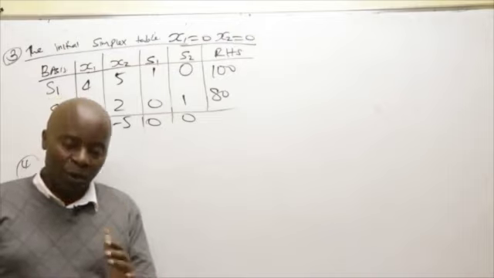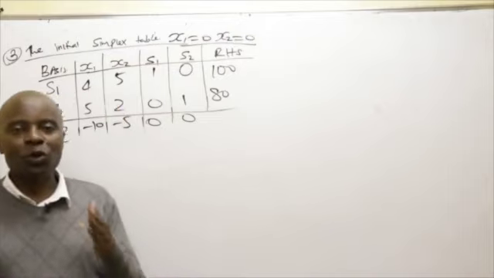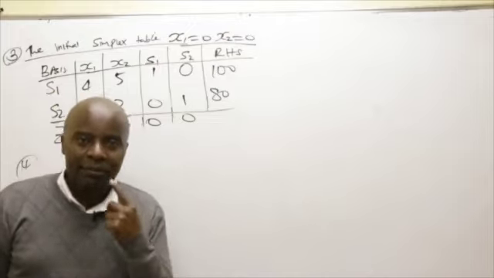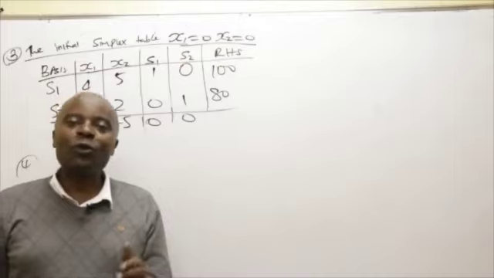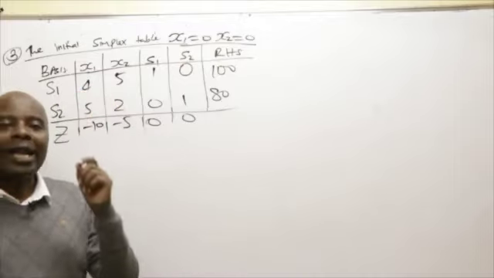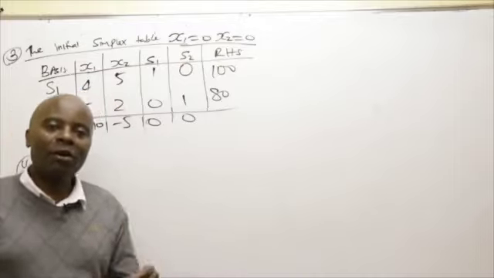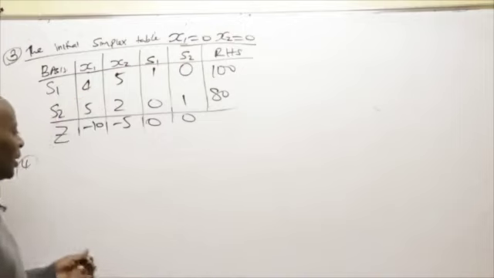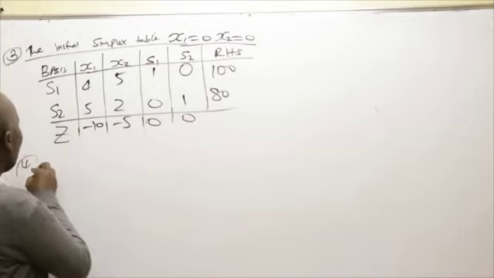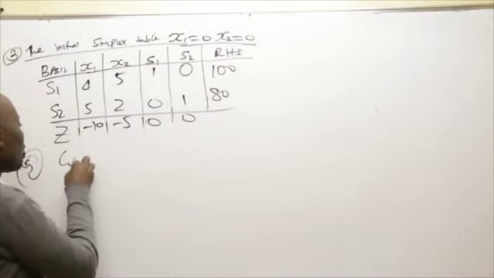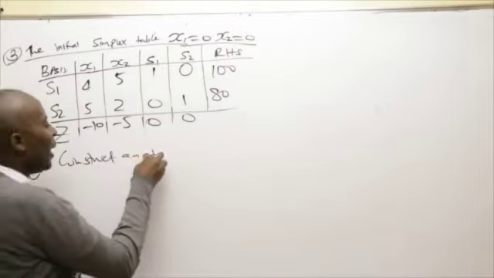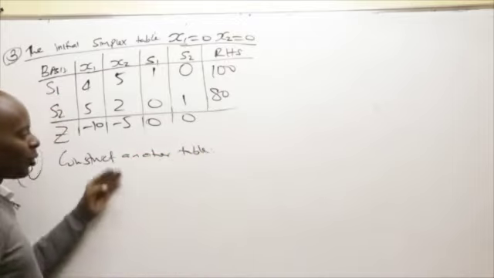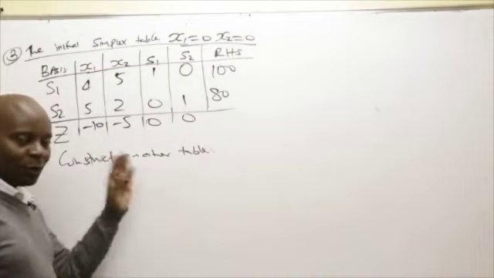Now let me ask you a question. If a table fails optimality assessment, what should we do? Cry? No, we have to draw another table. If a table fails optimality, we have to draw another table. So in this case, step number 5, construct another table, because the earlier table has failed optimality assessment.